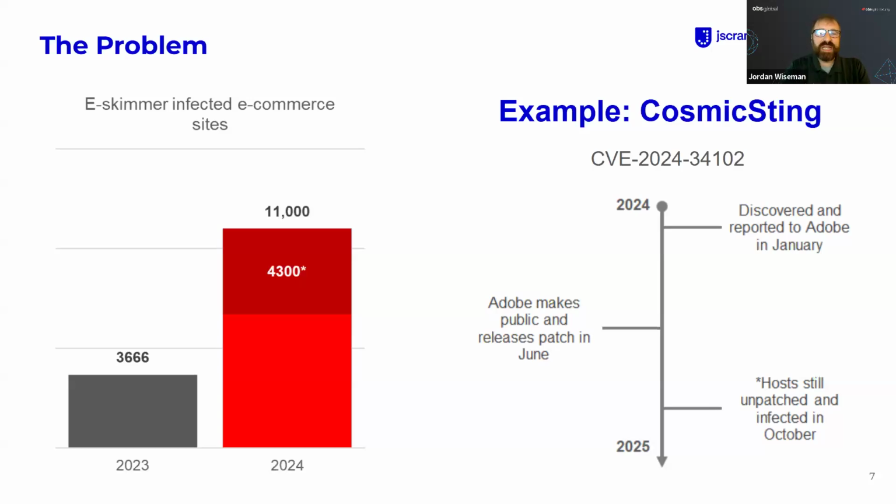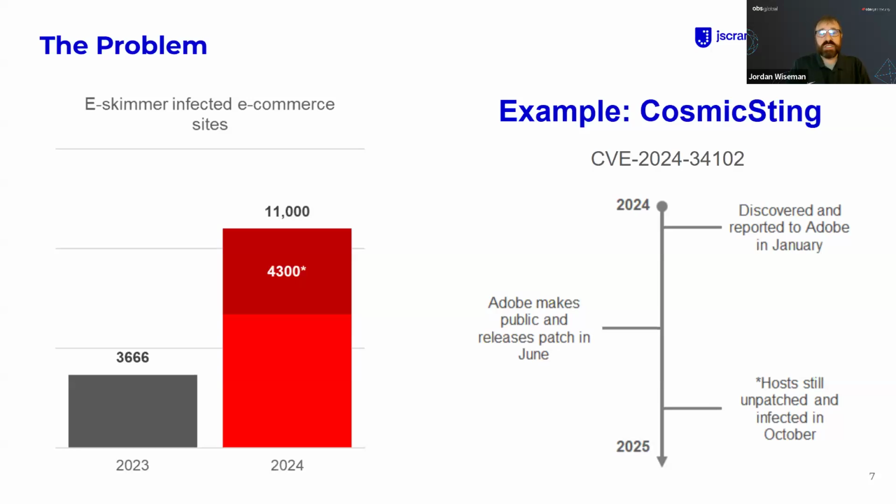An example of the kind of reasons that this gets so complicated and so hard to deal with, folks: here we have the CosmicSting vulnerability that was announced in 2024. So this was discovered and reported to Adobe in January. By June, Adobe had made it public and released a patch and told everybody, hey, you've got to get this up to date. But patching lags behind, and it's hard for people to keep on that kind of stuff. And so by October 1st, 2024, there were still 4,300 active servers out there infected with just this one malware, or a couple of malware, taking advantage of this one vulnerability. And that's just a small sample of all the kind of things that are out there.